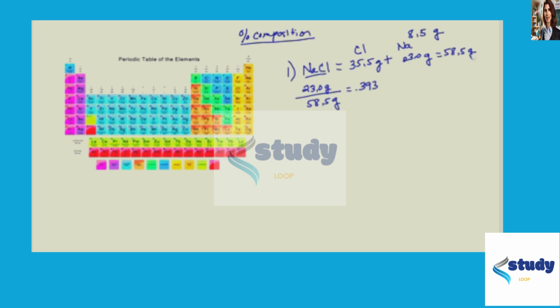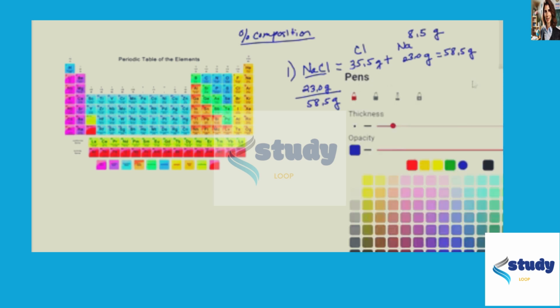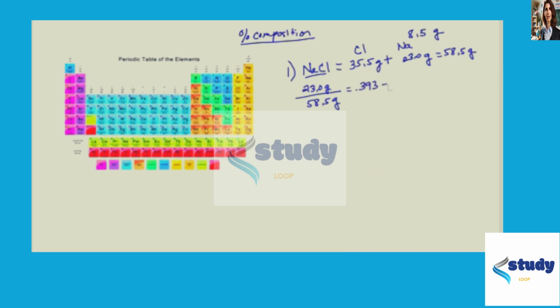Now, of that 58.5 grams, 23 of the grams is sodium. So let's express that as a percentage. 23 divided by 58.5 gives us a ratio of 0.393. Or if we were to write that as a percentage, we would say then that 39.3% of the mass of sodium chloride consists of sodium.